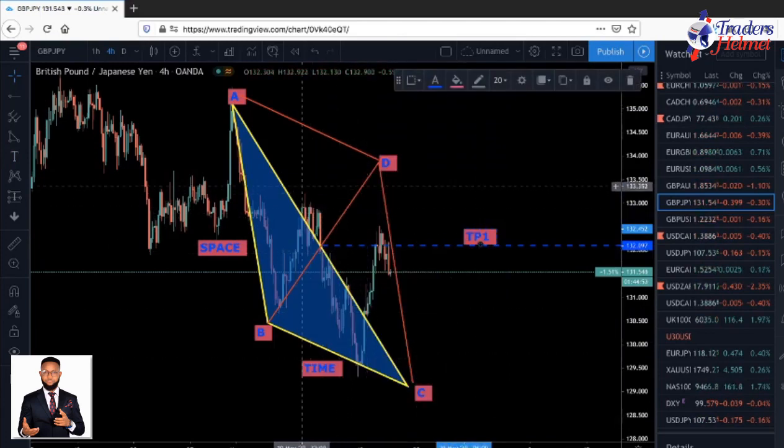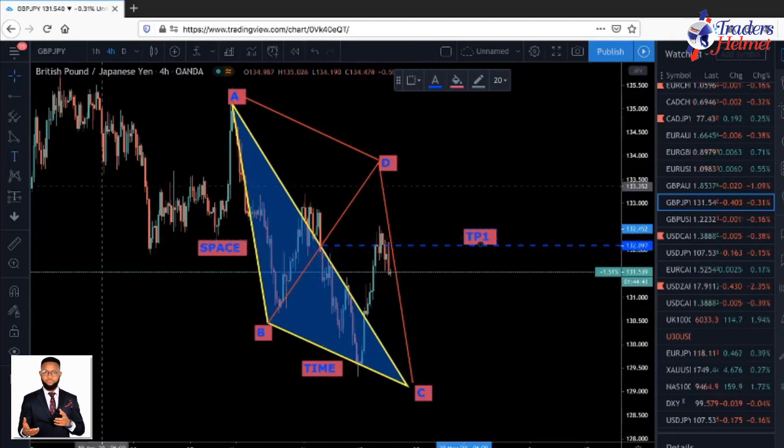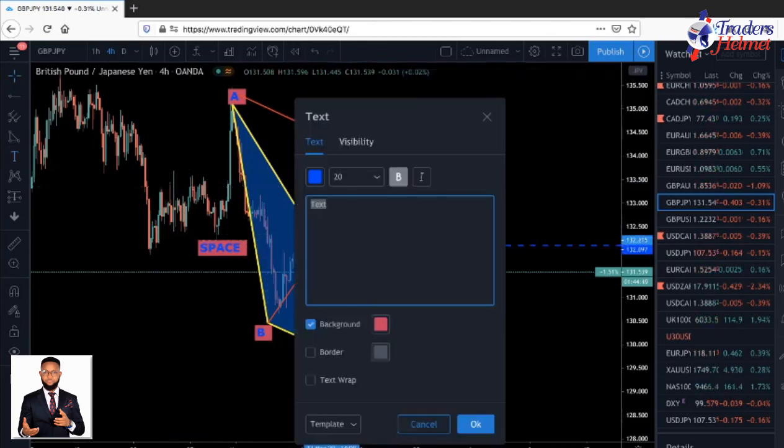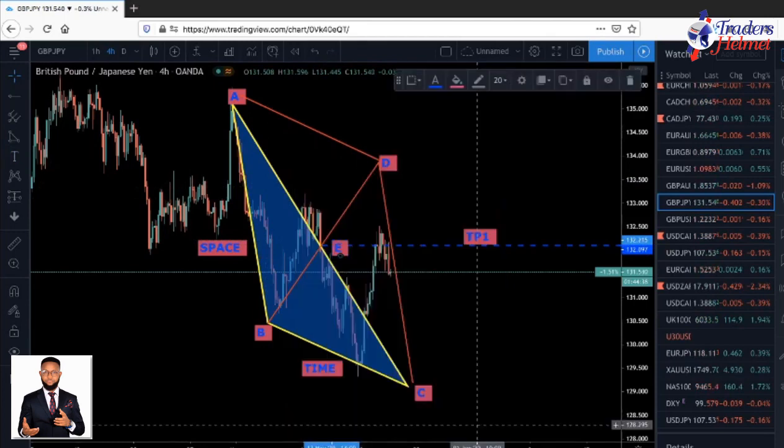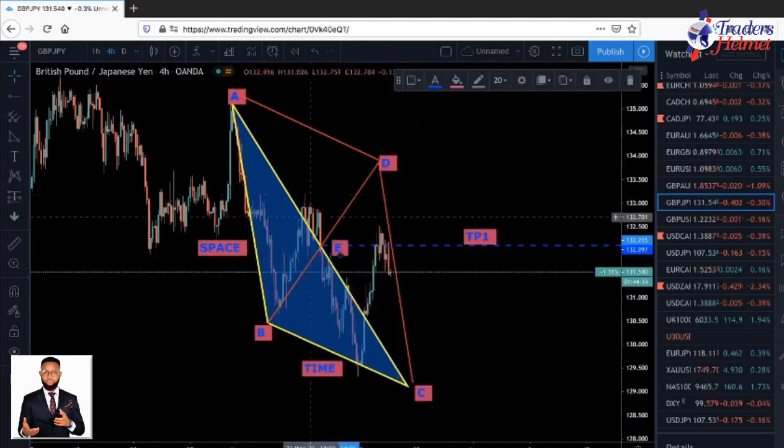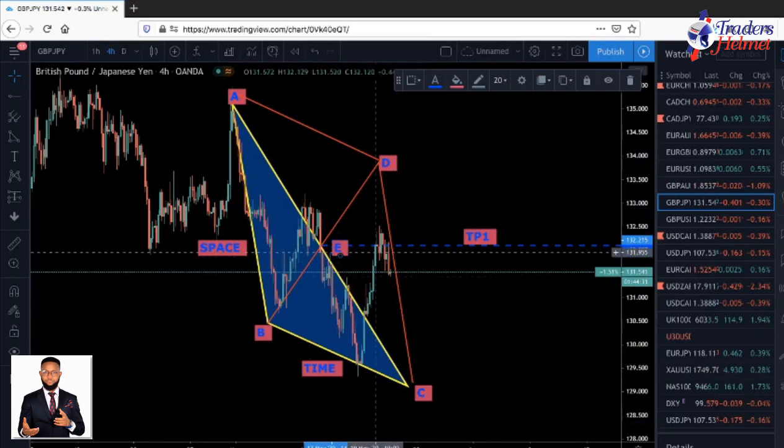Where this line meets, this point is known as our point E. So here is our point E. So this is the rhombus. You can see this.